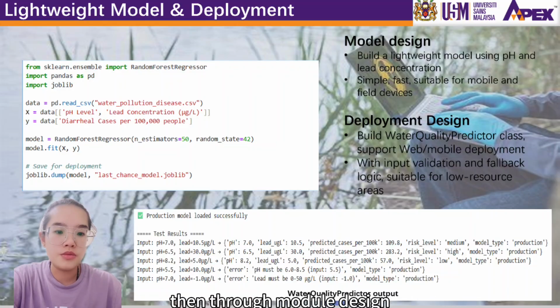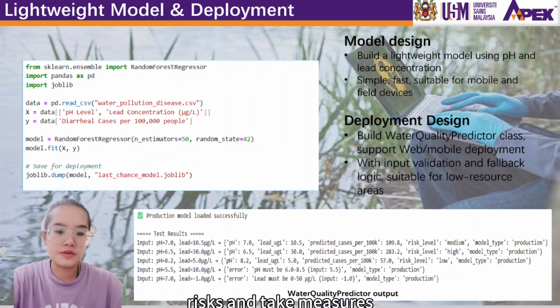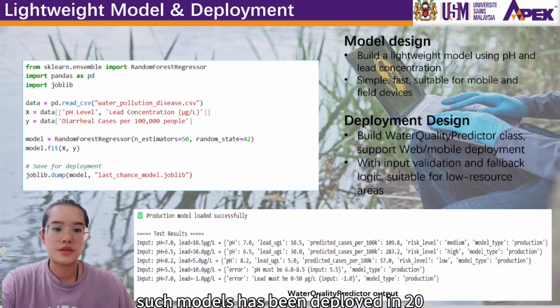Then, through modular design, this class can be directly integrated into the information systems of grassroots health stations and can also be embedded in mobile apps to help frontline health workers quickly judge risks and take measures. Such models have been deployed in 20 primary health stations in Kenya.